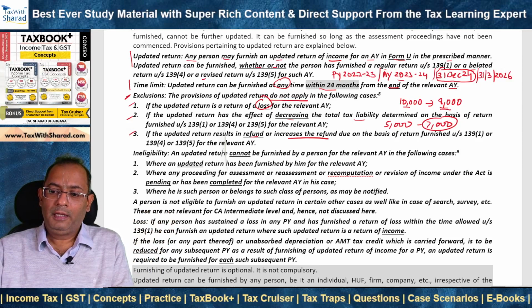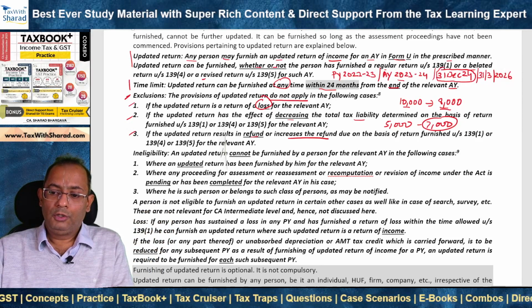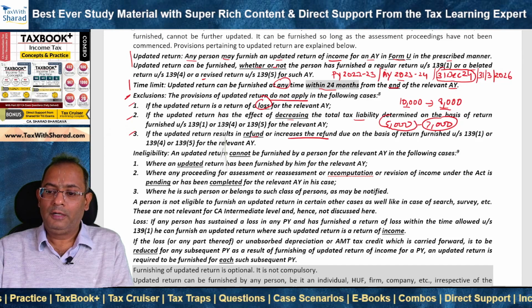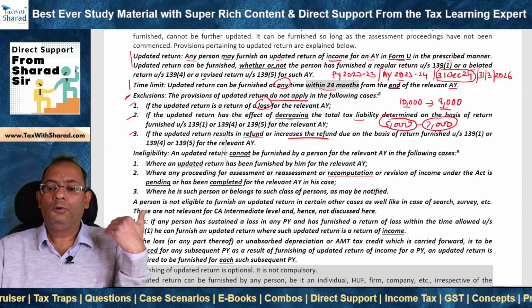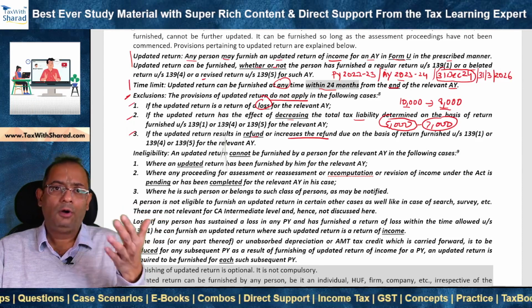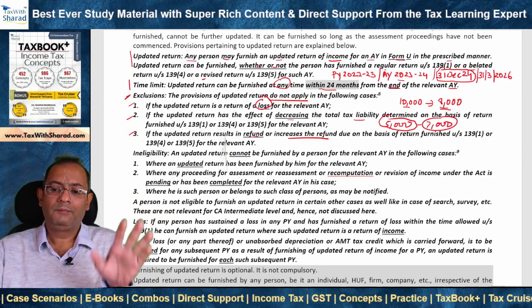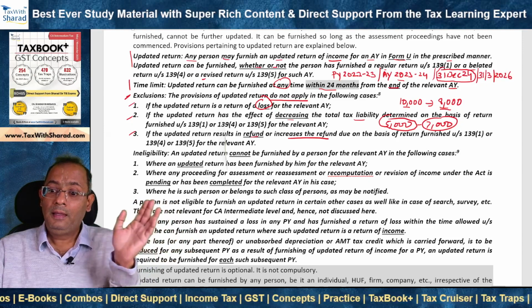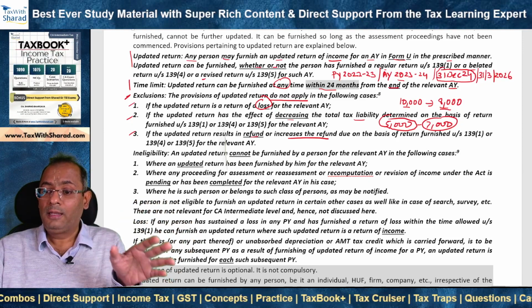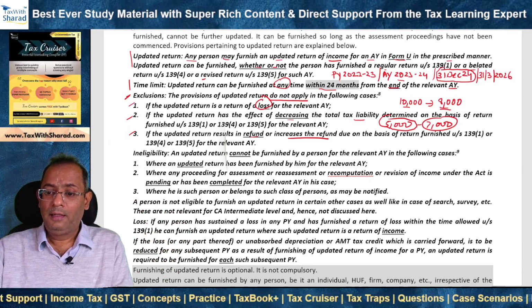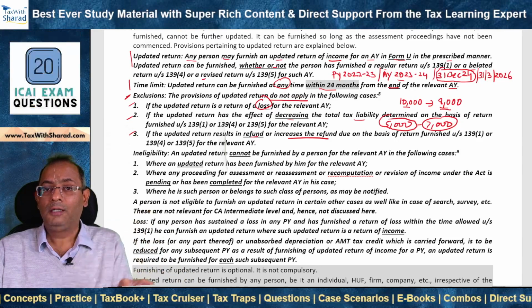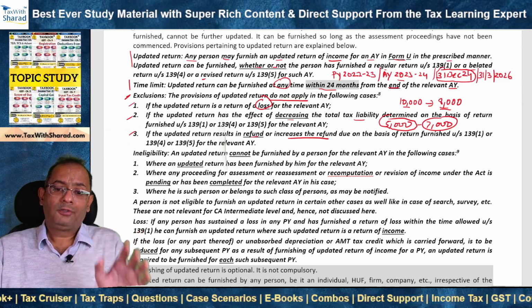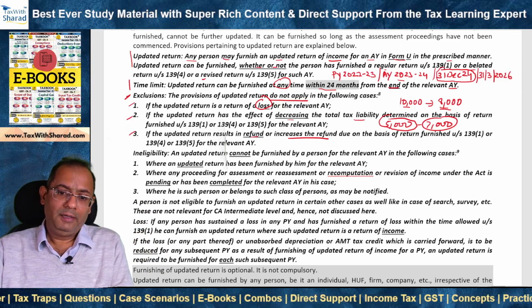Since the refund will increase, he cannot file updated return. Similarly, if there was a tax due as per the original return, a tax payable of 5,000 rupees, but now on account of declaring some loss or on account of reducing the level of income, he will be claiming a refund. Instead of tax payable, the return will now result in a refund due. In that case also, the updated return cannot be filed.